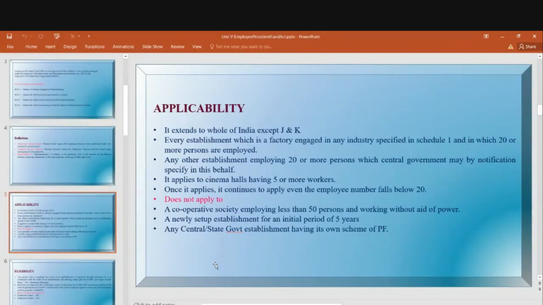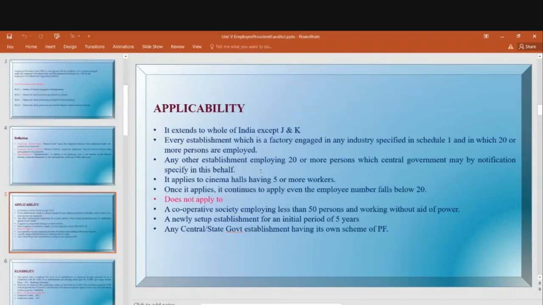The next one is every establishment which is a factory engaged in any industry specified in Schedule 1 and in which 20 or more persons are employed. If a factory is engaged in any industry, it might be a paper industry or a leather industry or any industry which has a minimum of 20 or more persons employed, then we can follow this act. This act is applicable to that establishment.